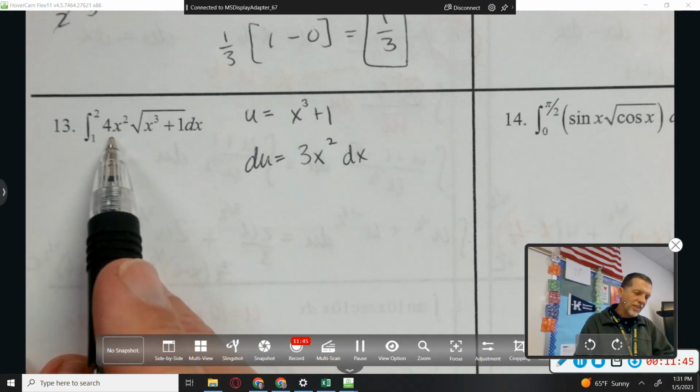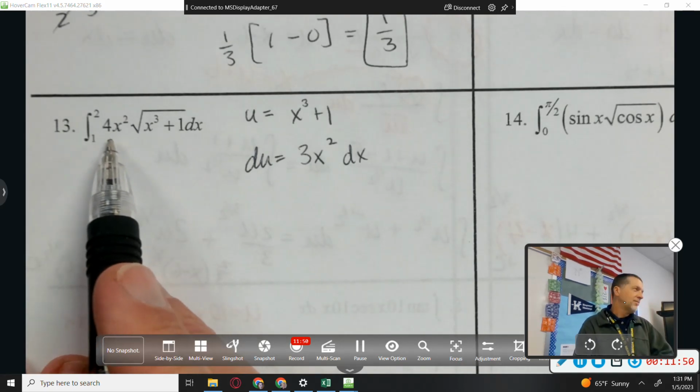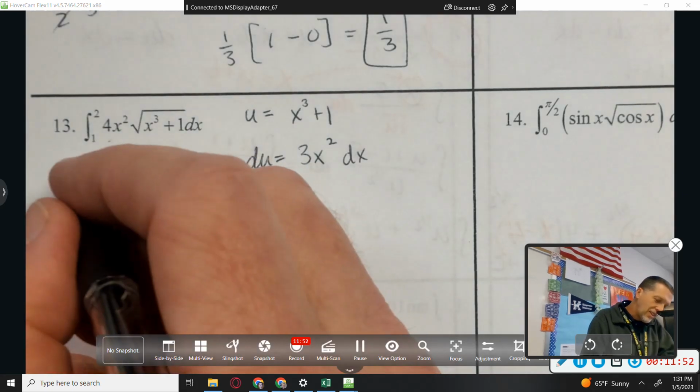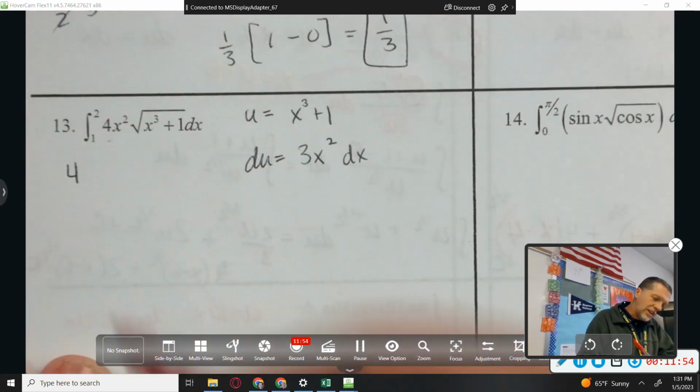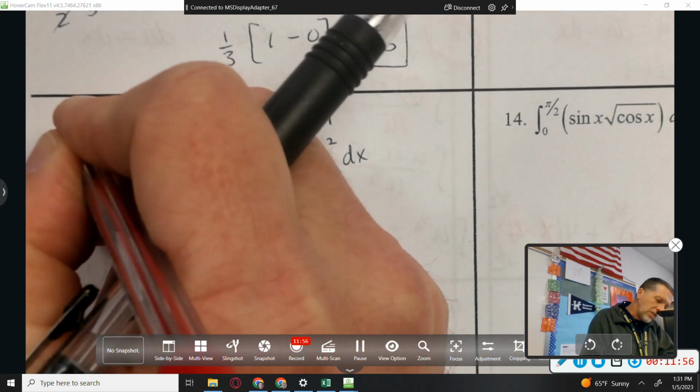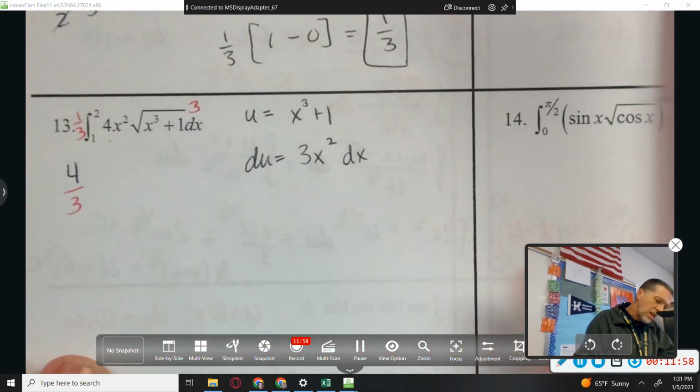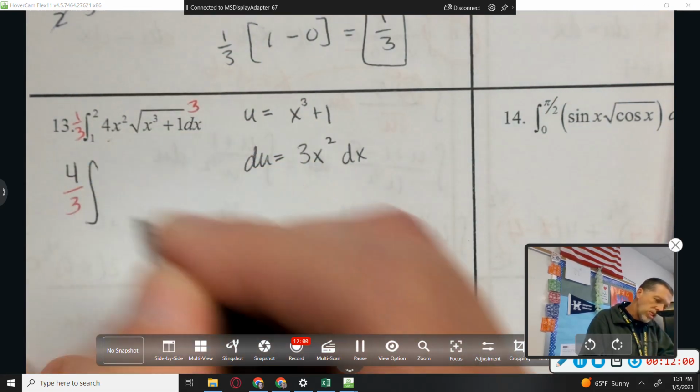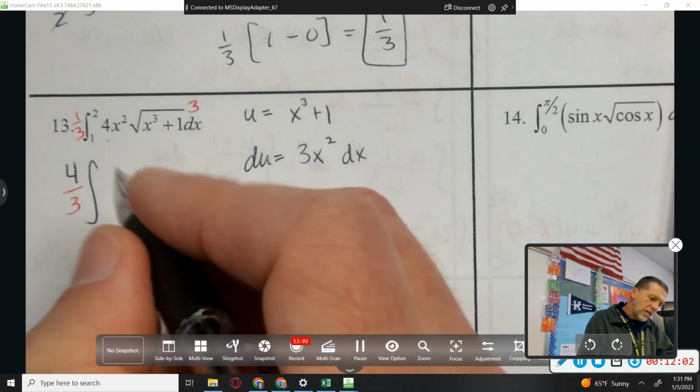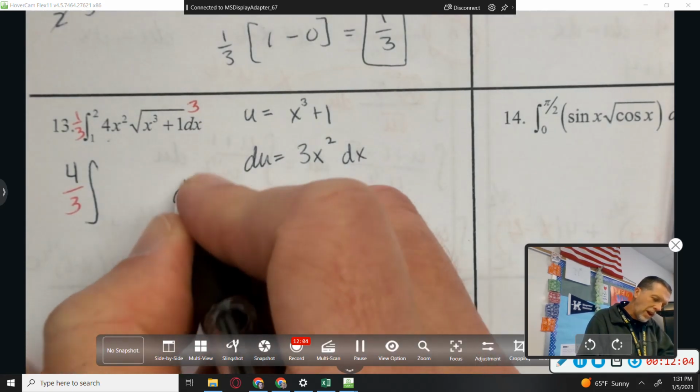Kind of don't like this one because there's a 4 there. I don't want there to be a 4 there. Just take it out. And then I need a 3 and a 1/3. And then I'm well on my way, I think.